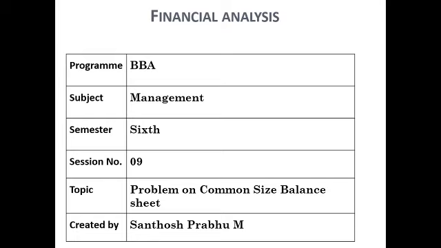We already worked out problems on comparative balance sheet and comparative income statement, and we know how to present the balance sheet and the income statement, the format of the balance sheet. So asset side bifurcation should be done: fixed assets, or maybe investment, or current assets, and in the liability side, for our analysis purpose, the bifurcation we are making is shareholders equity, long term liabilities and current liabilities.